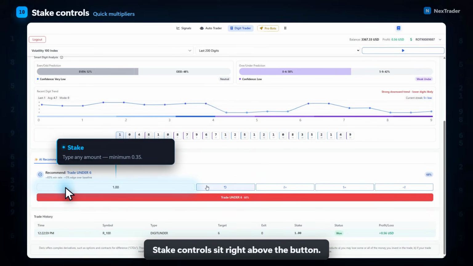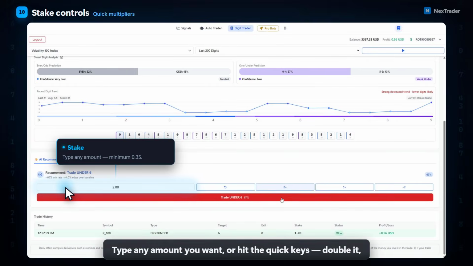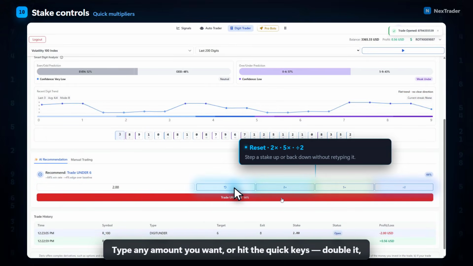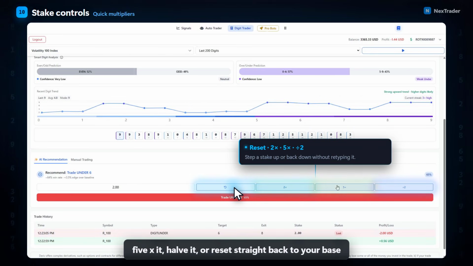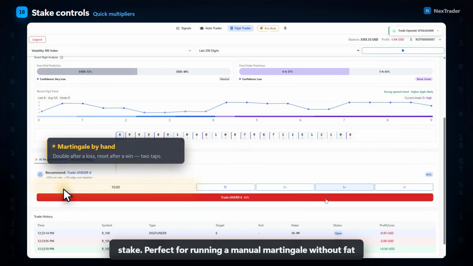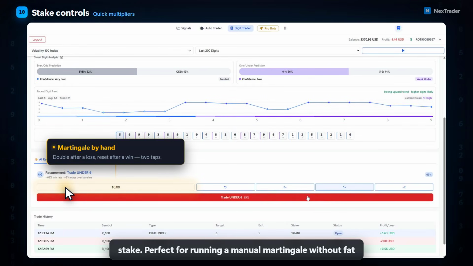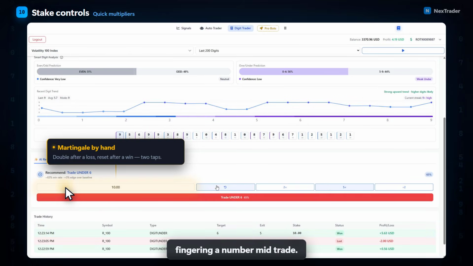Stake controls sit right above the button. Type any amount you want or hit the quick keys. Double it, 5x it, halve it, or reset straight back to your base stake. Perfect for running a manual martingale without fat-fingering a number mid-trade.